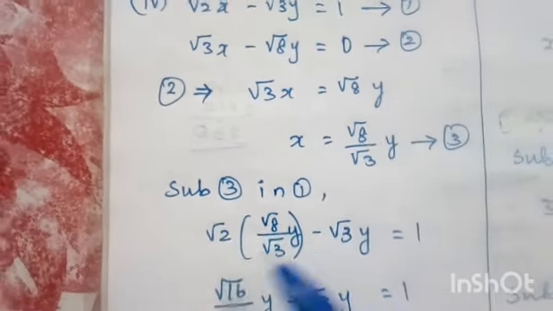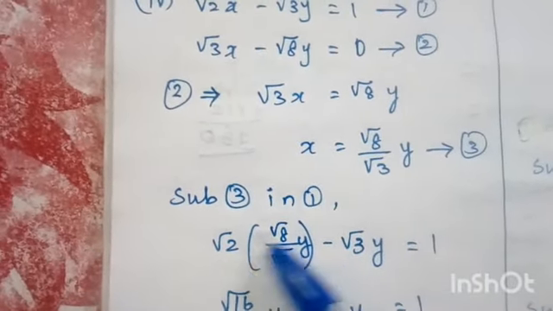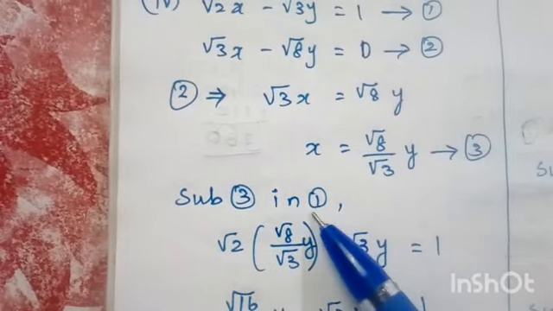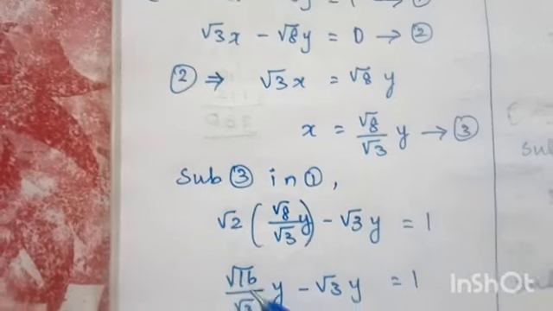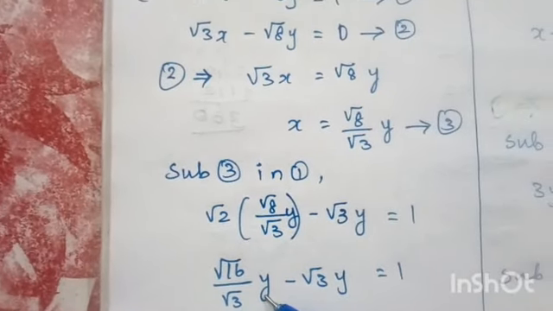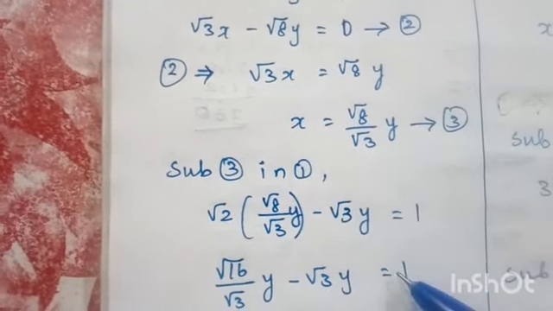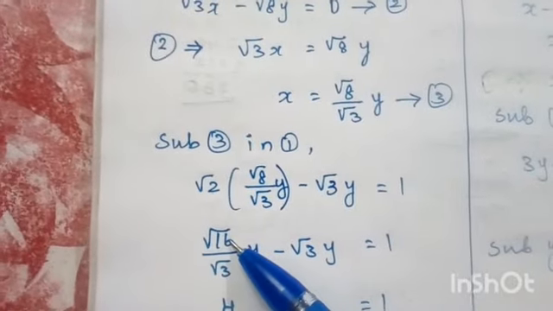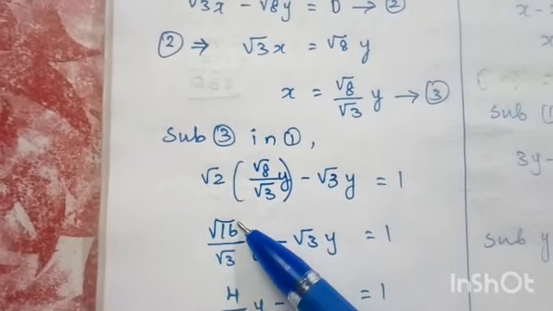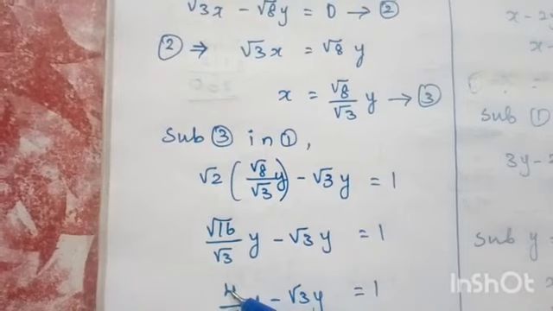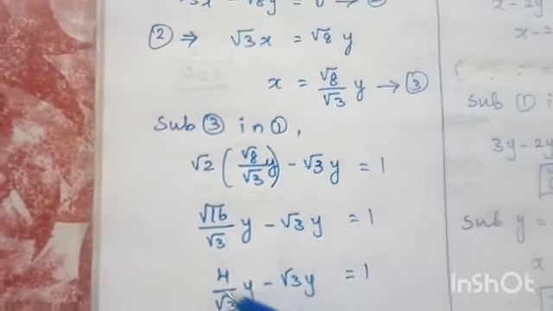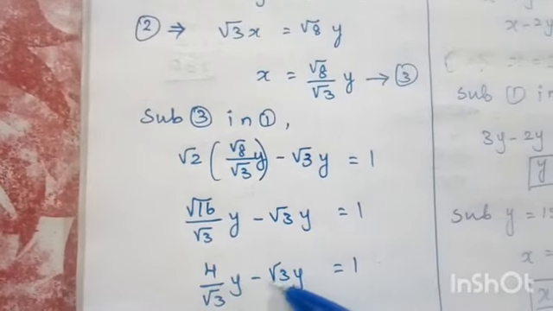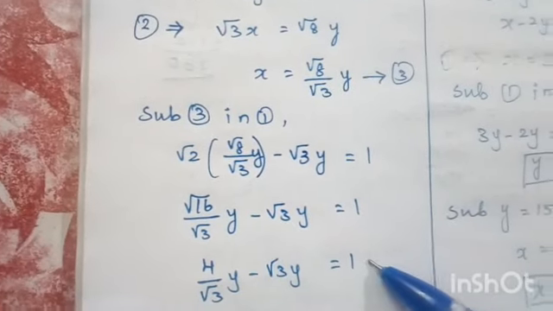Now these two are in multiplication. Root 2 into root 8 is root 16, since 2 eights are 16. Root 16 by root 3 into y minus root 3 y equal to 1. The root 16 value, you know, is 4, that is 4 squared, and square and square root cancel. That means it is 4. So 4 by root 3 y minus root 3 y equal to 1.